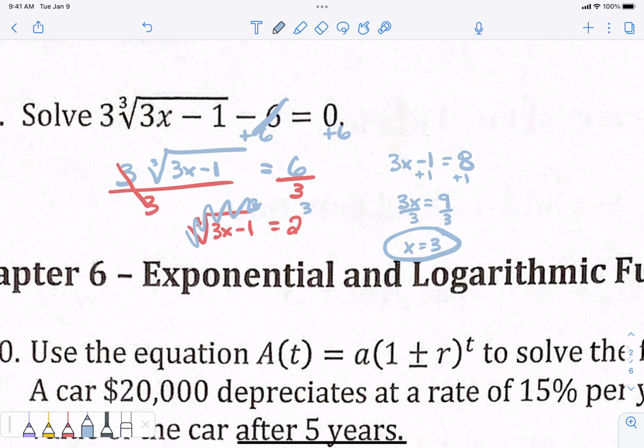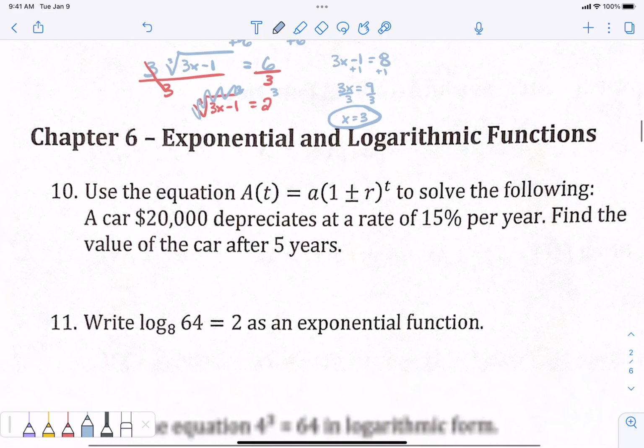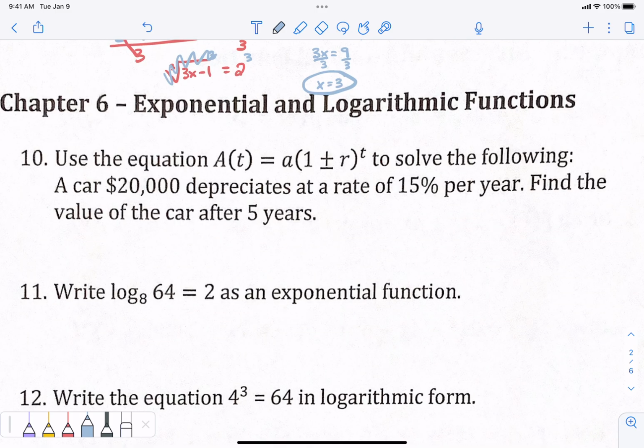Beautiful. Okay, let's go to number 10. All right, now we're getting into log functions. Yeah, log functions. So number 10 is an exponential function where we're talking about compound interest and stuff, okay?